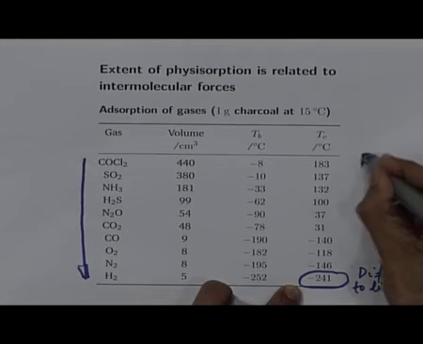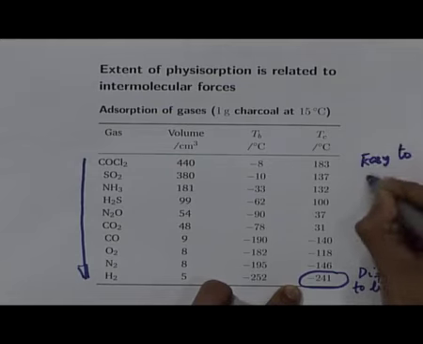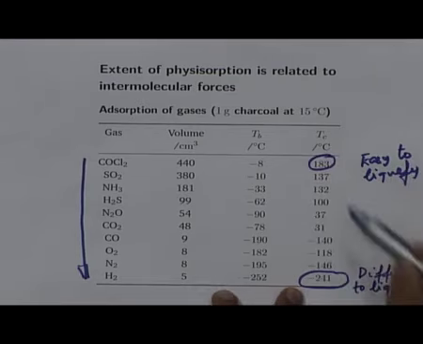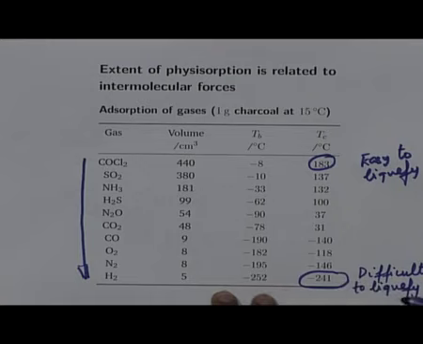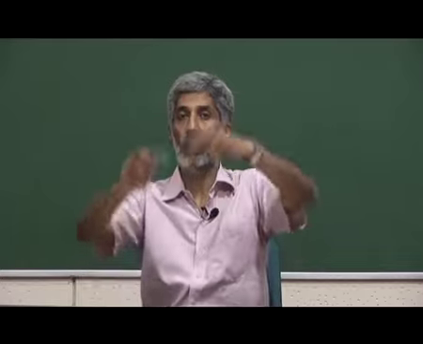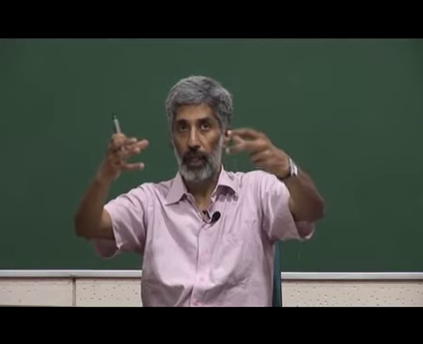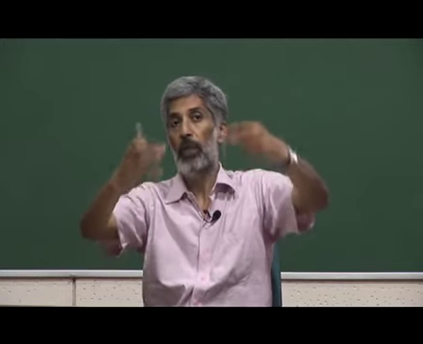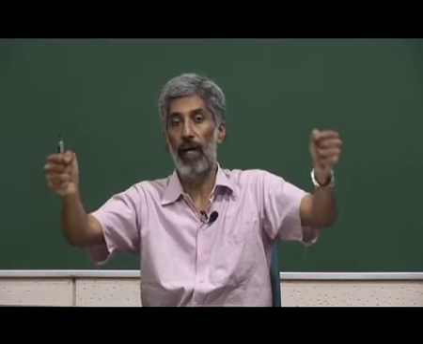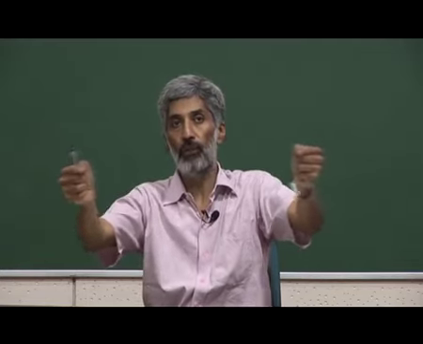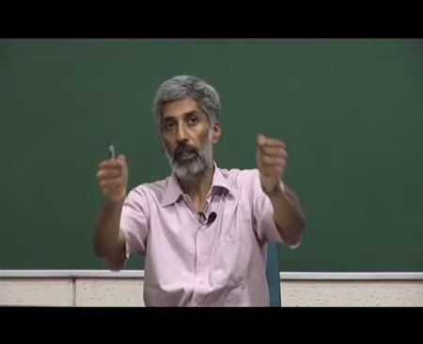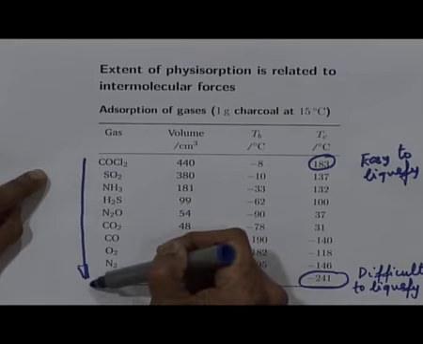And this is easy to liquefy. And what we are saying is ease or difficulty of liquefaction is directly related to the extent of intermolecular forces that exist. If two molecules tend to attract a lot, then it will easily form a liquid. Whereas, if two molecules essentially behave ideally, then there is no reason for them to come close, and as a result liquefaction becomes difficult. And that is exactly the correlation that we see in the adsorption too.